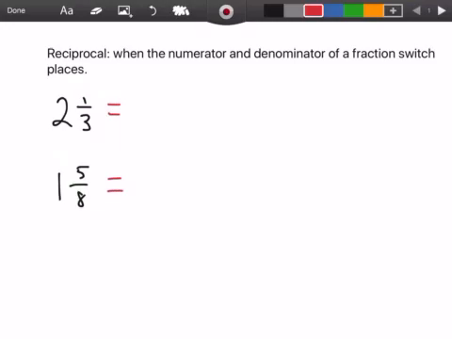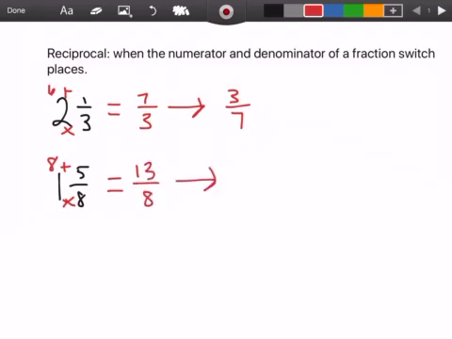So 2 1/3, remember we go around the world, 2 times 3 is 6, and 6 plus 1 is 7/3. And then to find the reciprocal, we flip that, the numerator and the denominator, and we'd get 3/7 as our reciprocal. Okay, so we go around the world, 8 times 1 is 8, plus 5 is 13/8. So the reciprocal of that is 8/13.